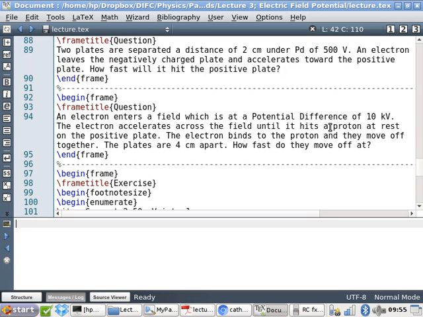Until it hits 3 protons at rest on the positive plate. Bound to the proton. Thanks. You see, this is how come I have typos in my slides. The electron binds to the protons, and they move off together.